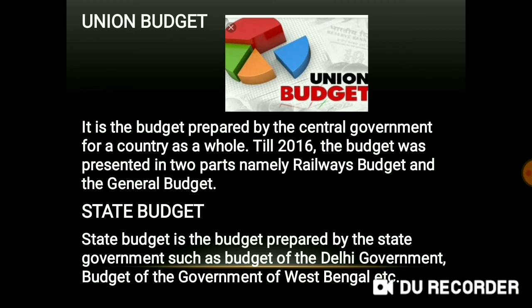The first one is the union budget. As the name suggests, union budget is the budget prepared by the central government of the country as a whole. Till 2016 in India, this budget was presented in two halves, namely railway budget and the general budget. The railway budget was related only to the railway departments, while the general budget consists of the budget of the whole country.